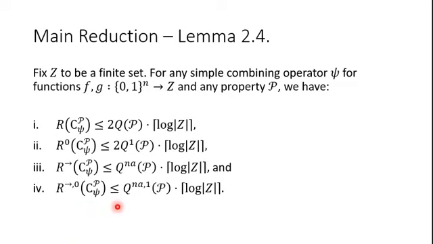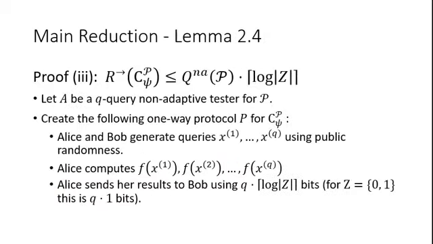We'll prove each one of these, but we'll be starting with number 3 because it will open the doors for the remaining ones. So we have a case of non-adaptive testers and one-way protocols. We'll set A to be a Q-query non-adaptive tester for P, and we'll create the following one-way protocol Π for C_P^psi.